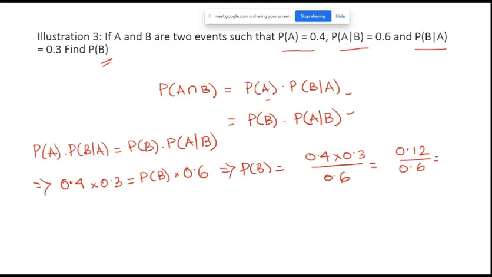Accordingly, if you multiply both sides by 100, you get 12 and 60. So this is ultimately equal to 1 by 5, because 12 5s are 60. So this is how we can find out the value of probability of B.